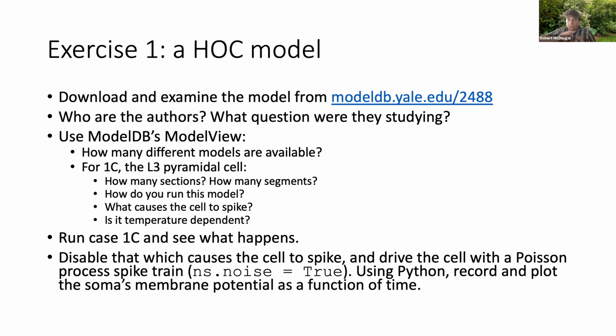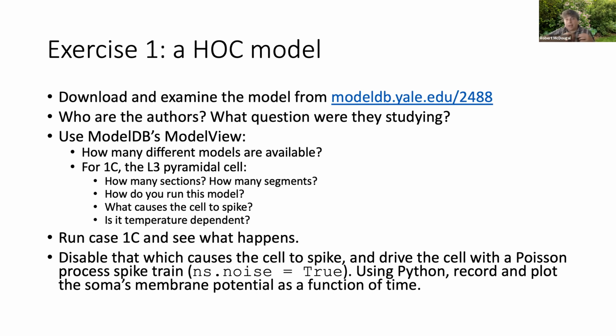In particular, there's one model structure designated as 1C, the layer 3 pyramidal cell. How many sections does it have? How many segments? How do you run this model? What is causing the cell to spike? And is this model temperature dependent? Go ahead and run case 1C. Make sure that you can get it to run.